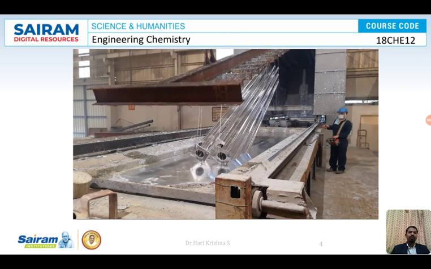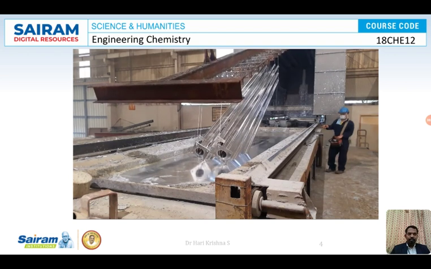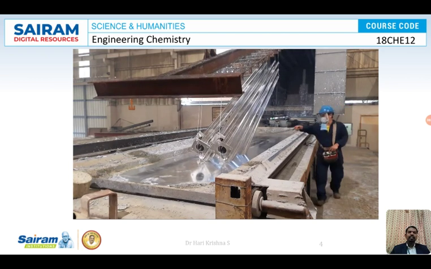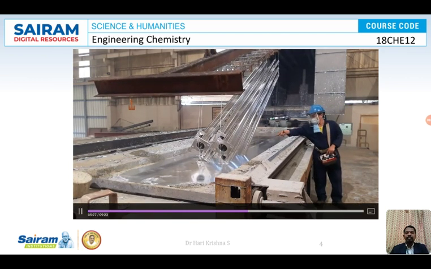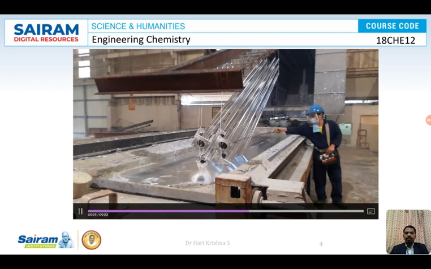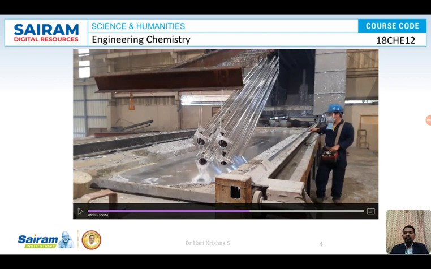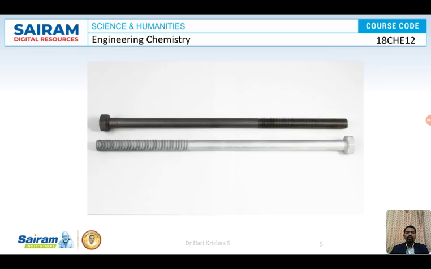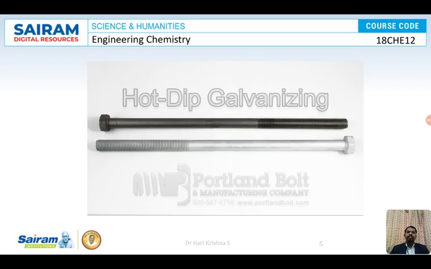You can see so beautifully exported, isn't it? This is how it is done in industries in larger quantities. We'll see a smaller one for screws, everything how it is done. If you have small nails, see, these are nails, one is galvanized, the other one is non-galvanized. Just see how hot dip is done.